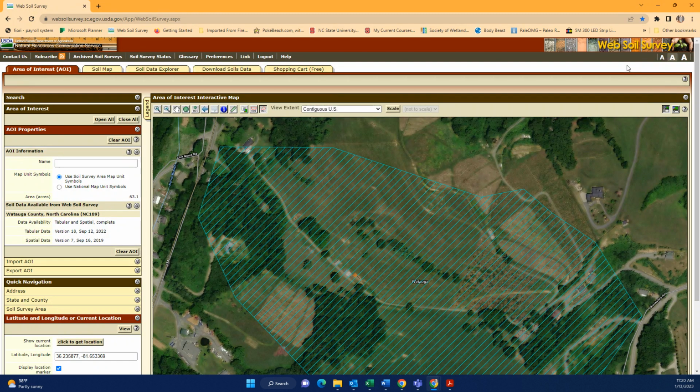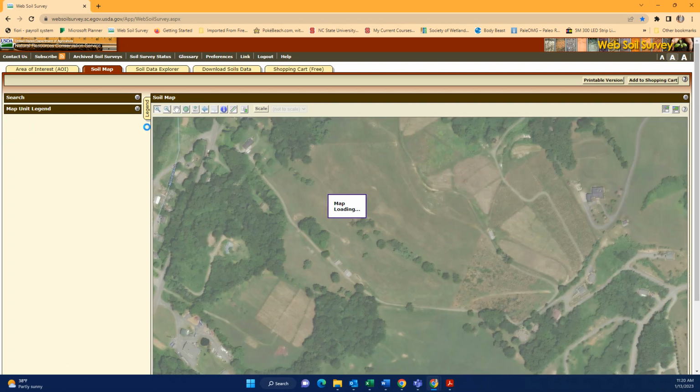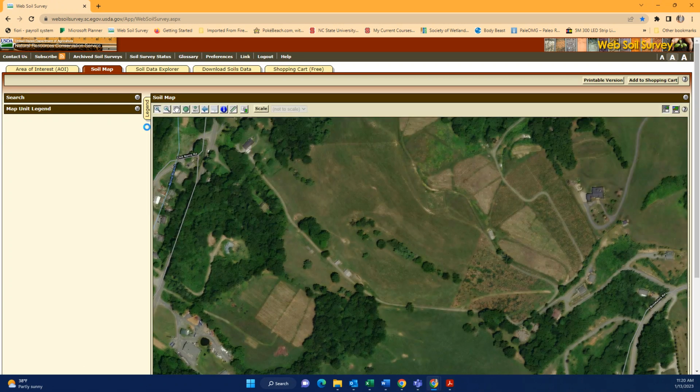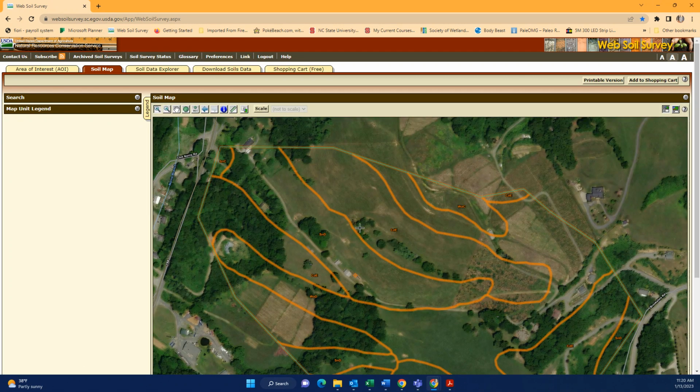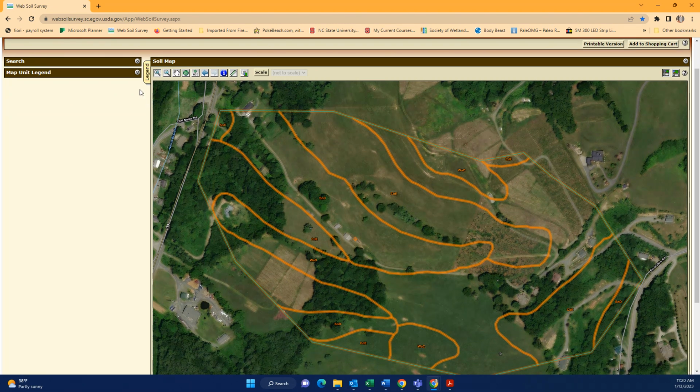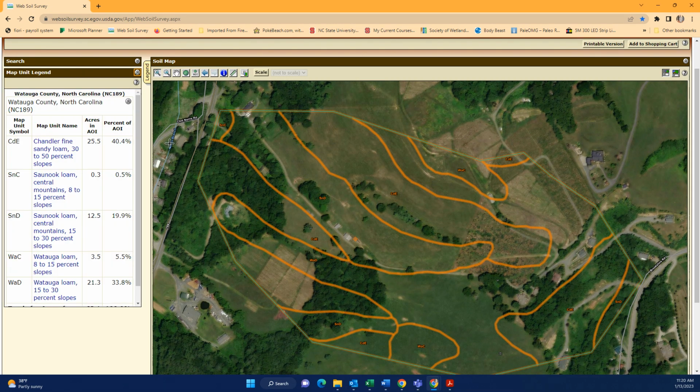All right. So let's go back to our Web Soil Survey. Now that we have our area of interest, we know what the concerns are. Maybe we wrote those down. We can always reference back to the table. We're going to go to soil map up here under this tab, and that's going to generate our soil map in the area of interest that we told it to look at. All right. I'm going to drop down our map unit legend.